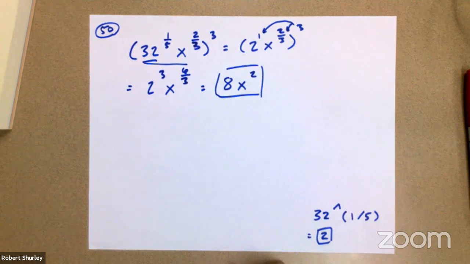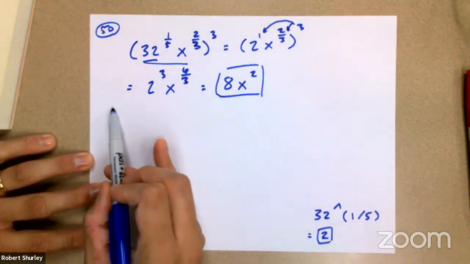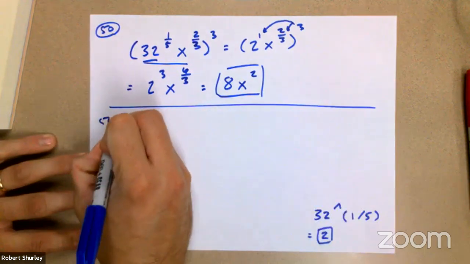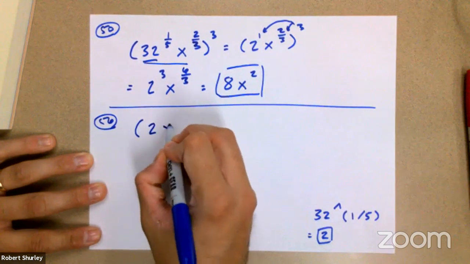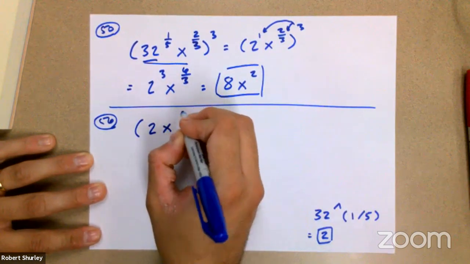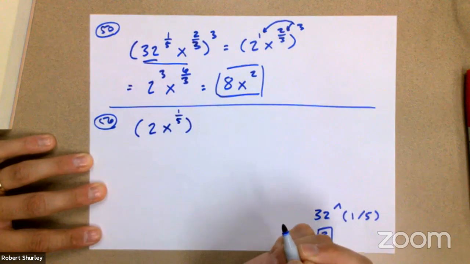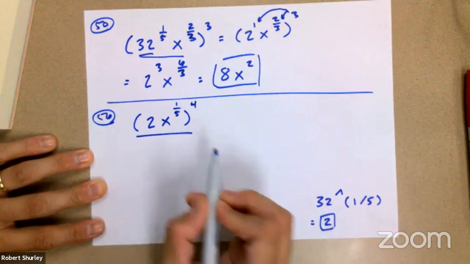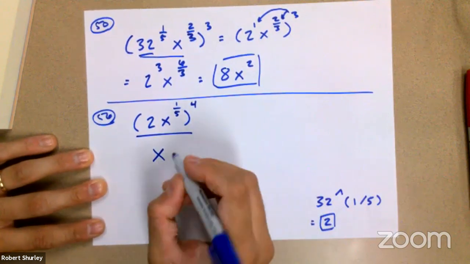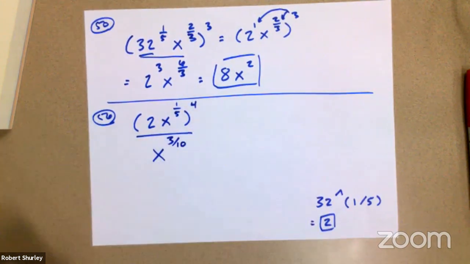I'm gonna steal another one, and I want you to try it. This is gonna have more stuff going on. Okay, it's 56. In the numerator we have 2x to the 1/5, and then we're raising that to the 4th power. Remember, raising the entire thing to the 4th power, over x to the 3/10. Okay. And it's on page 524 if you've got the book open. But try that one. I'm going to give you a little bit to try it.